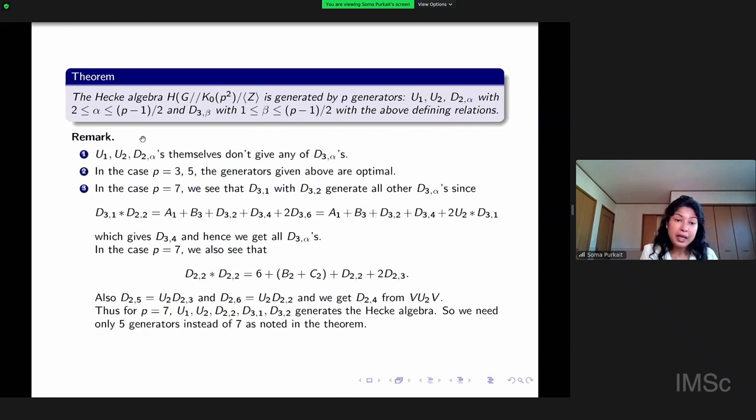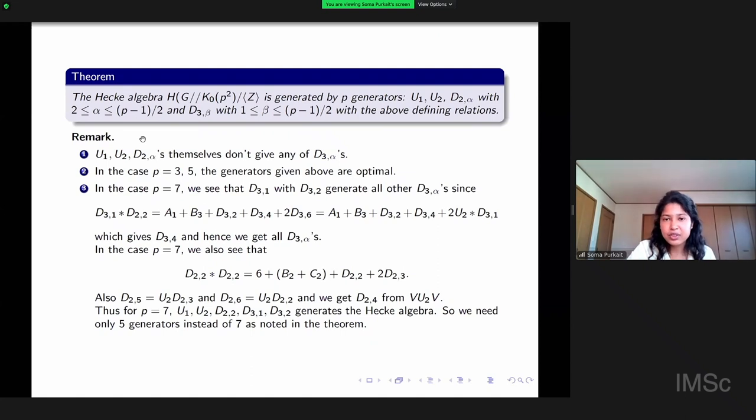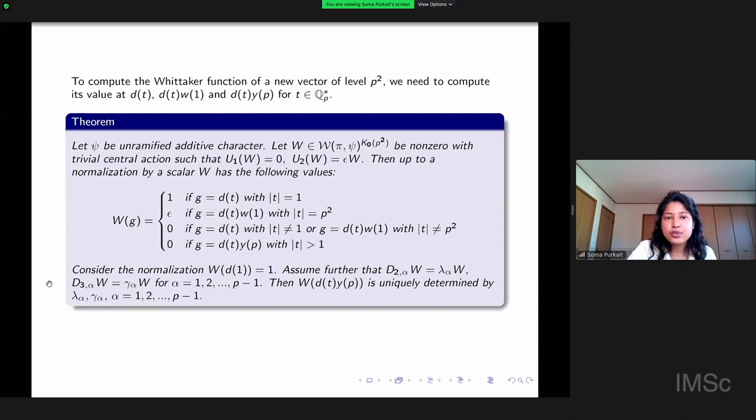So in the case p equal to 3 and 5, these are optimal generators, but in the case p equal to 7, we see that we can actually reduce the number of generators, so it's not optimal. And in the case of p equal to 11 and 13 also, we saw that the number of generators can be reduced. So we don't know exactly what the optimal number of generators is, and it just depends on solutions of these kinds of Kronecker symbols, but nevertheless we have generators. And independently we could also compute the Whittaker function corresponding to the new vector of level p squared, and that is also dependent on exactly this u1, u2 and the d2 alphas and d3 alphas. So in some sense it shows that we are on safe ground, it matches in some sense.